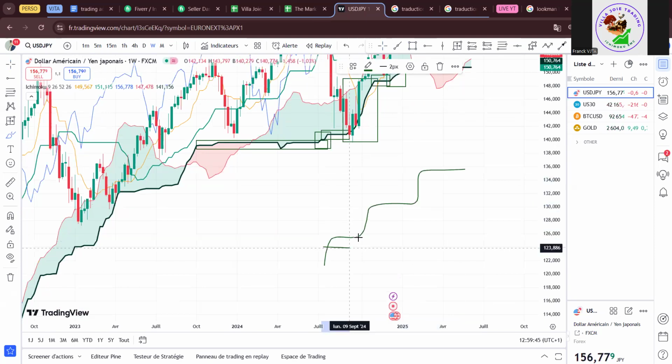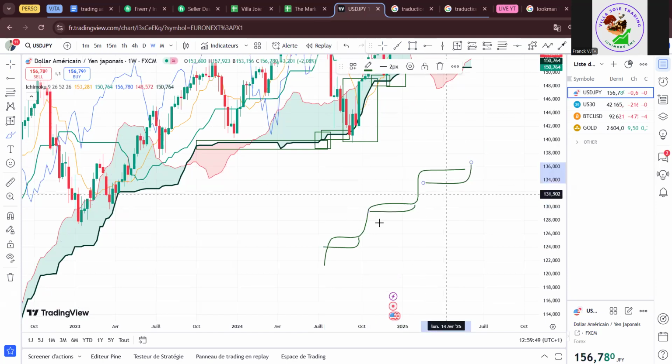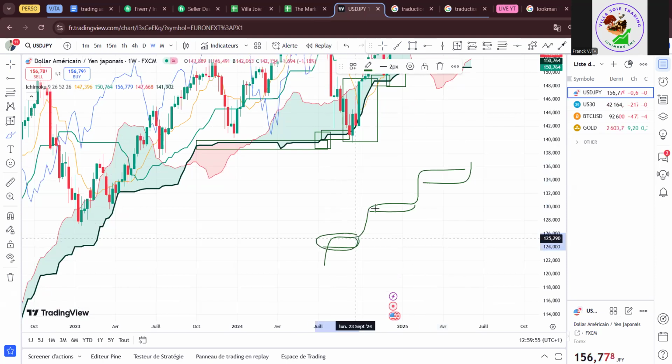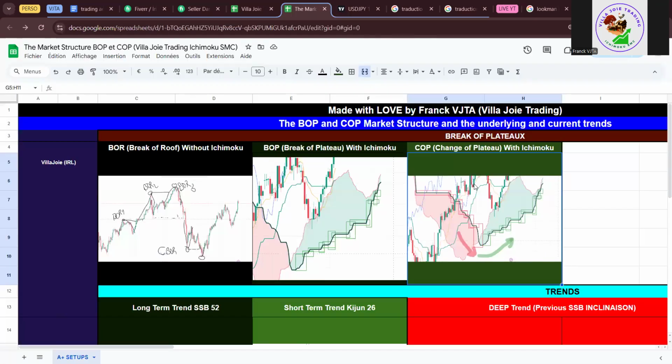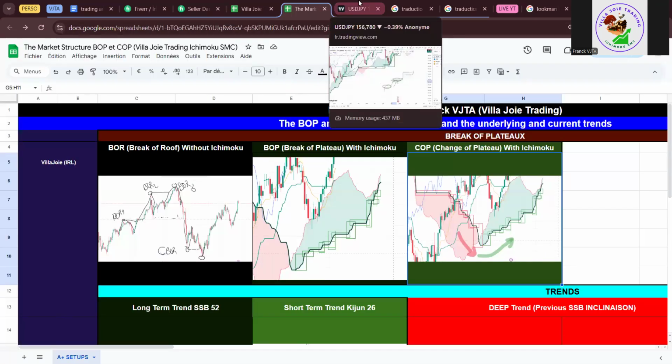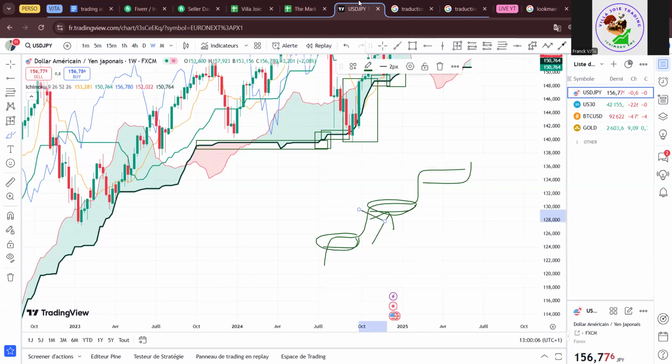Where people place their feet at this level, right? So those are just the plateaus that I'm talking about, the break of plateau, because where you place your feet, the second time when you place your feet, it will be to the upside. So that shows an uptrend. That's all for the break of plateau.